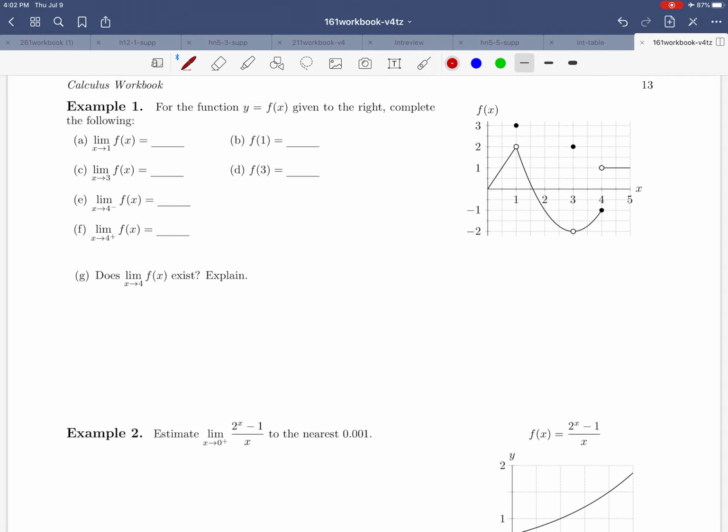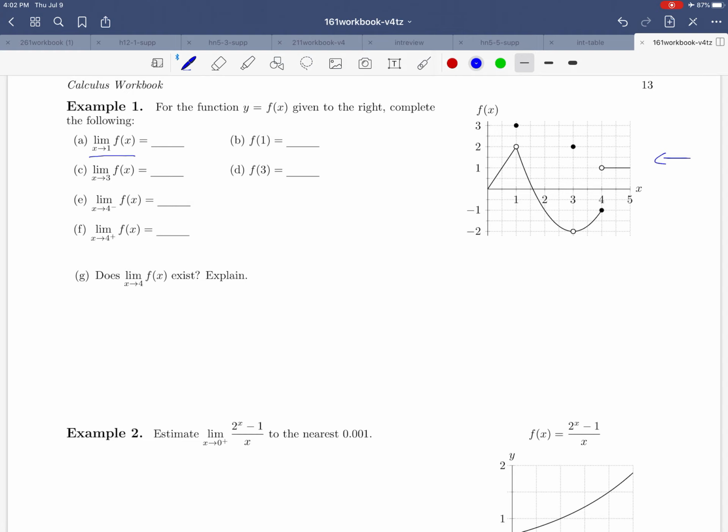In example 1, we are going to compute a bunch of limits and function values for function f of x that is shown over here on the right by this graph. Part A, we want to find the limit as x approaches 1 of f of x. So this is this new limit notation, and we need to remember what that means.